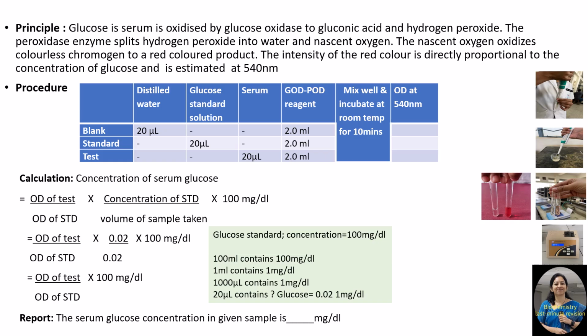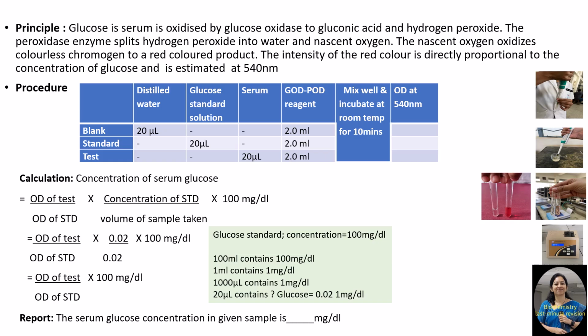Now 1000 microliter contains 1 milligram per deciliter. But here we are using only 20 microliter. So how much glucose does 20 microliter contain? This turns out to be 0.02 milligram per deciliter. Similarly, because we are taking the sample volume also as 20 microliter, this represents 0.02 concentration. So substitute this and you get the factor.